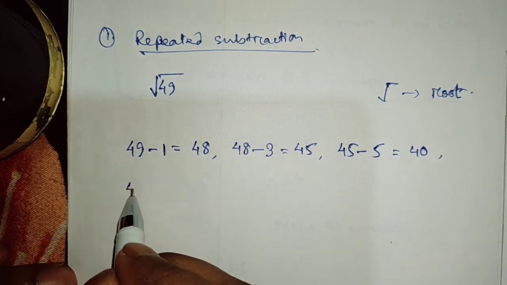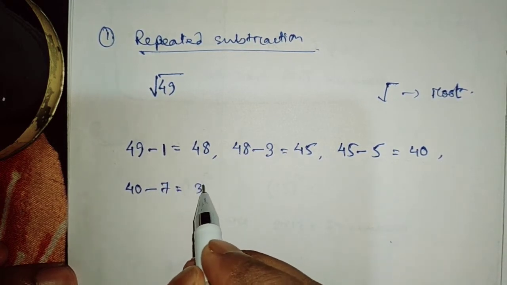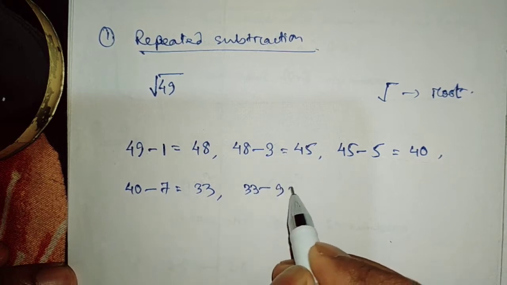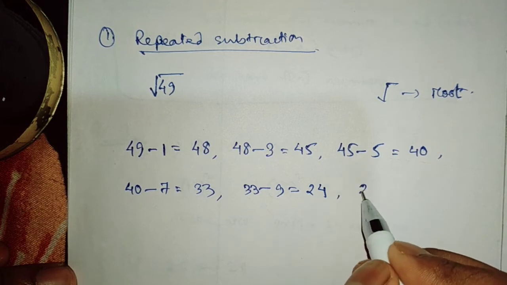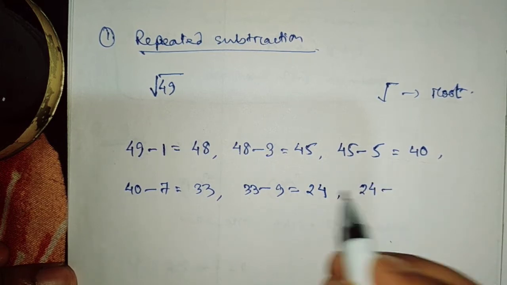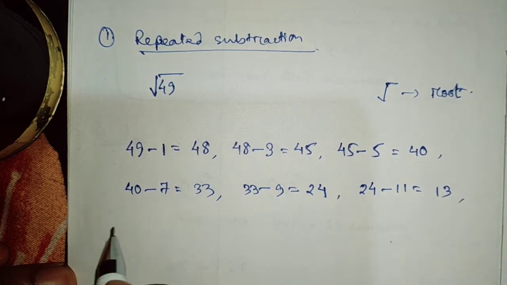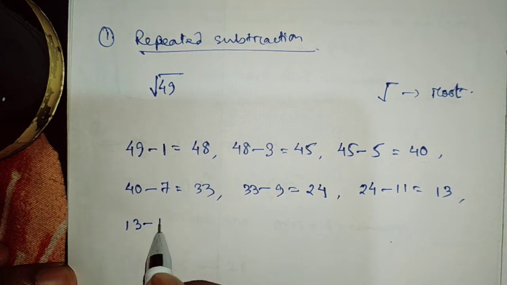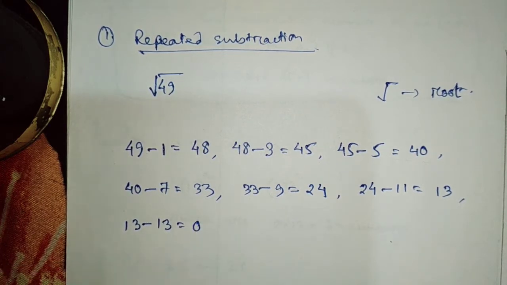Next, 40 minus 7 is 33. Then 33 minus 9 is 24. Then 24 minus 11 is 13. Then 13 minus 13, since after 11 the odd number is 13, is 0. So in this step we have got 0.